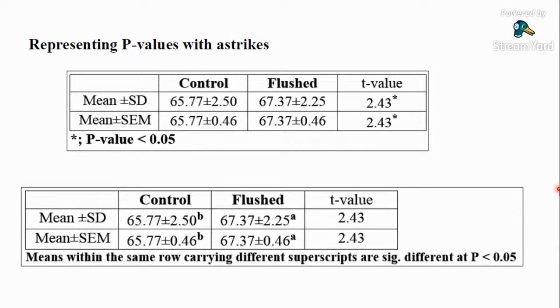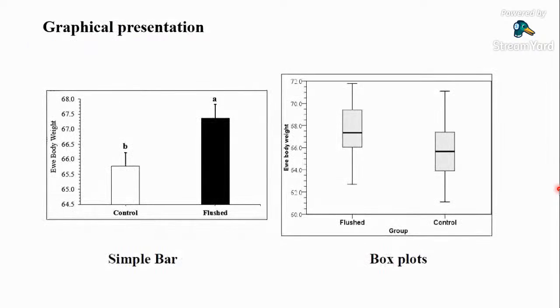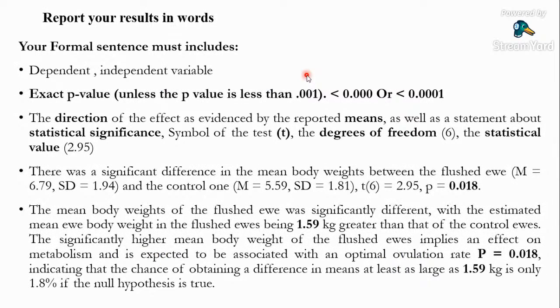So this is the first way of representing the results in tabular form. Next, I can use a graphical representation. In a graphical representation, I can put a simple bar diagram with different superscripts A and B, or I can represent a box plot which will again show the interquartile range, the median and the values.